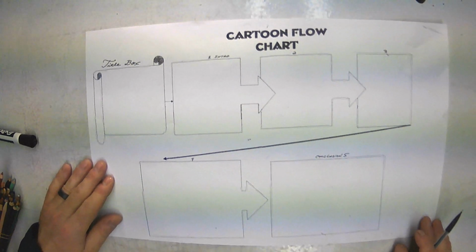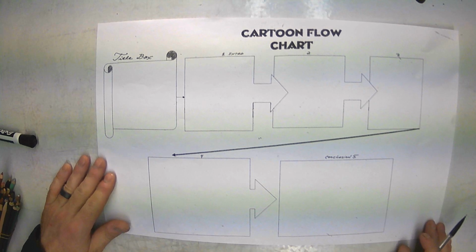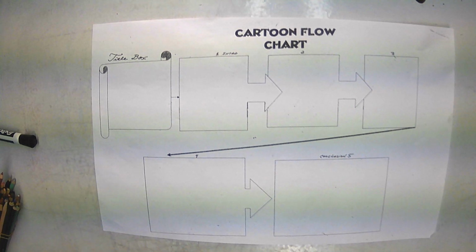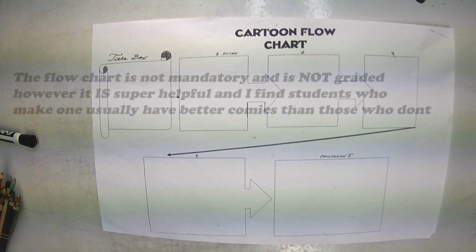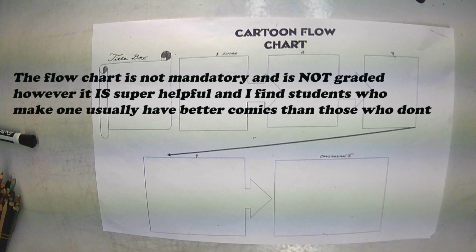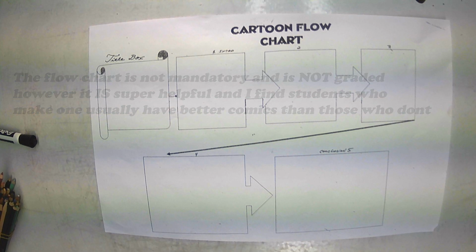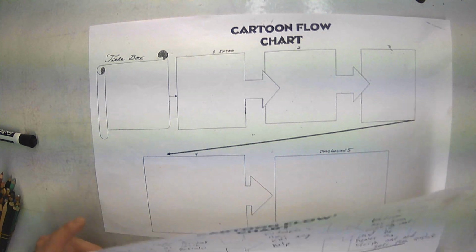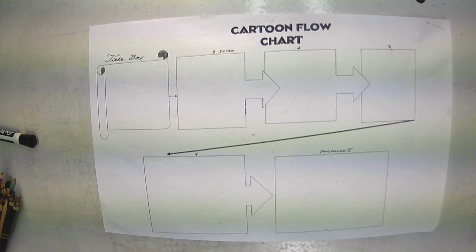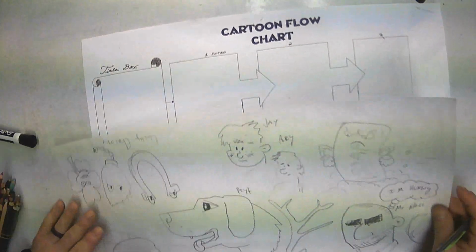Then what you will find in the attachments is something called a cartoon flow chart. This is a graphic organizer, and the whole purpose of the flow chart is to organize your ideas. All right, so what I want to do is decide what my story is going to be about. So I pull 2 or 3 of the characters out of my brainstorm.